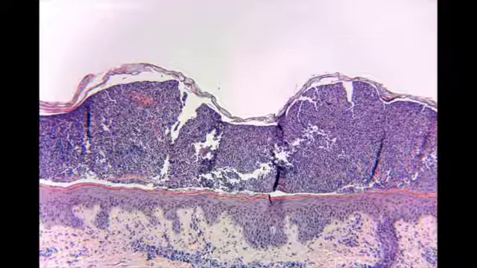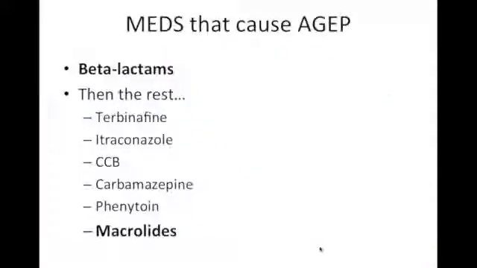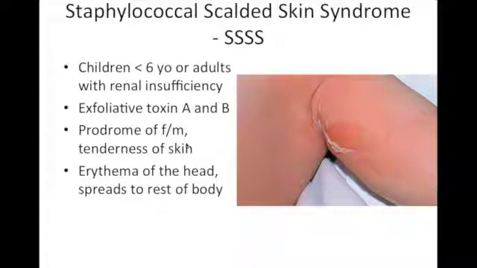Histological findings, it's a subcorneal pustular dermatosis with slight psoriasiform hyperplasia. Very difficult to distinguish this from pustular psoriasis. However, again, you do have the medications that have been associated. There's some subtle findings that they noted, differentiating histologically AGEP from psoriasiform pustular dermatoses, but that's beyond the scope of this talk here. The therapy, you just withdraw the agent, biopsy the patient, make sure topical steroids and antipyretics.